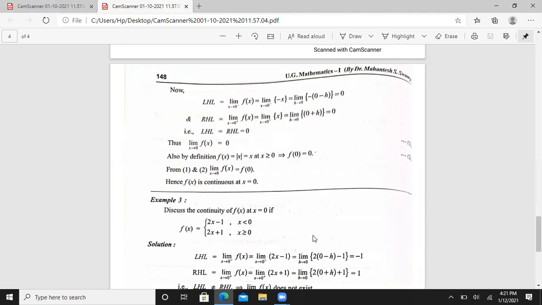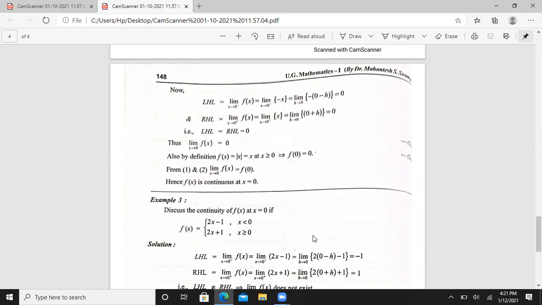Okay, next one, RHL. The right-hand limit: the limit as x tends to 0 plus of f of x is equal to the limit as x tends to 0 plus of x plus x. The second point is that plus x is there. The limit as h tends to 0 of 0 plus h is equal to 0. Therefore the LHL is equal to RHL. You write here: LHL is equal to RHL is equal to 0. Thus the limit as x tends to 0 of f of x is equal to 0. That is equation 1.